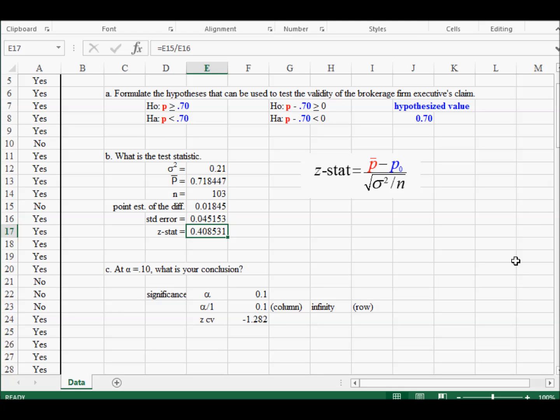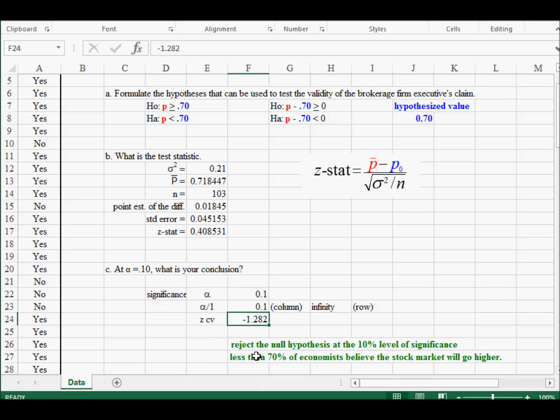Because the z-stat is greater than the z critical value, the data are suggesting that the null hypothesis is true. Suppose for the moment that the opposite was the case, that the z-stat was less than the critical value. Then we'd have evidence in support of the alternative, and we'd reject the null hypothesis at the 10% level of significance. When we reject the null hypothesis at 10% level of significance, we state the alternative hypothesis affirmatively. So if the null is rejected, then we accept the alternative, which means less than 70% of economists believe the stock market will go higher.